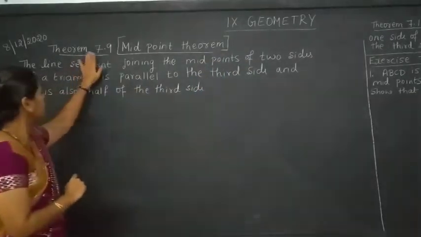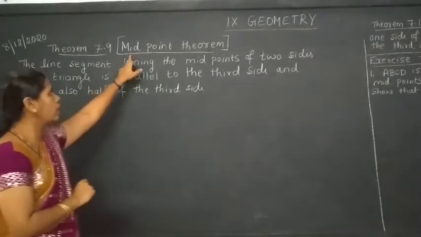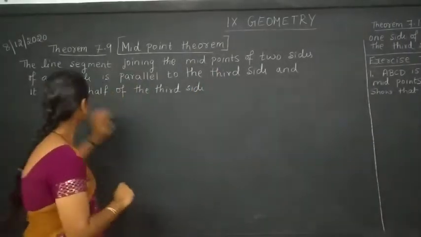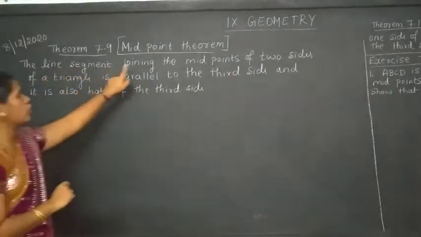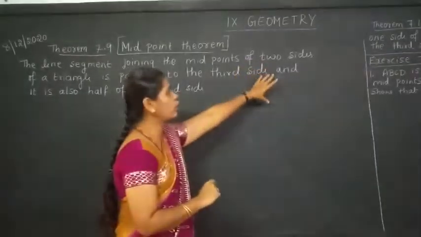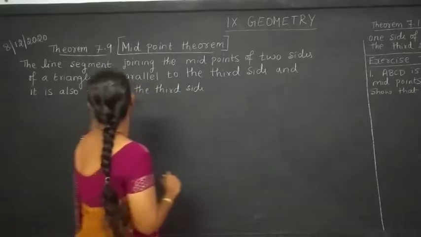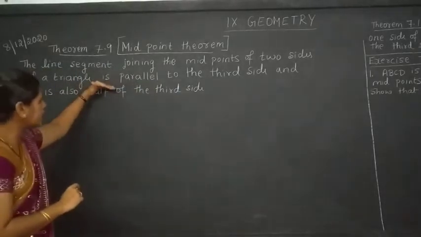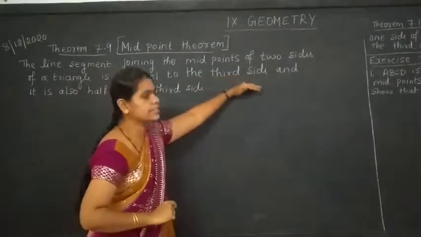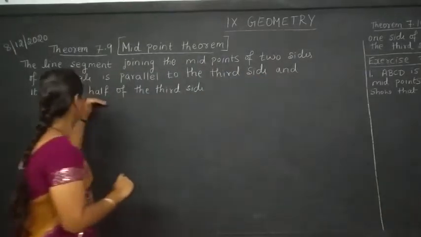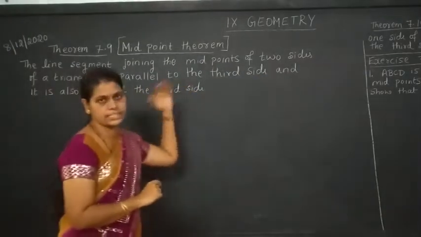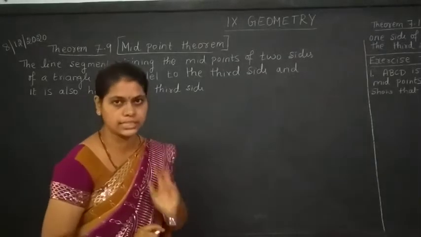Now theorem 7.9, this is also called midpoint theorem. What is given in the question? The line segment joining the midpoints of two sides of a triangle is parallel to the third side, and it is also half of the third side. So we have to prove two things here.